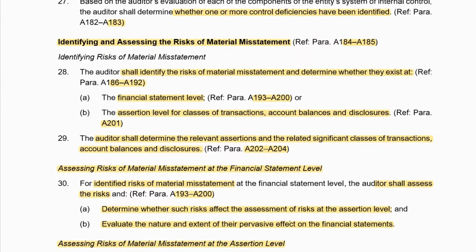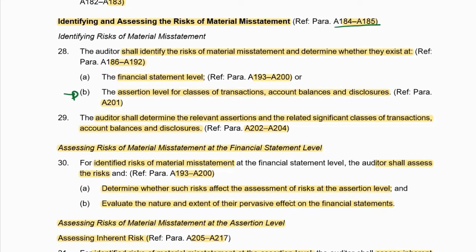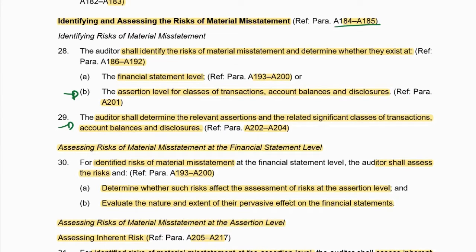We come to identifying and assessing the risks of material misstatements, and we've already got 2 application paragraphs we need to look at. We then see 28 says we have to identify the risks at 2 levels, the financial statement level and the assertion level. Then you need to determine the relevant assertions and the significant classes of transactions. So we're going to have to look at that. Start with your A184 to A192.